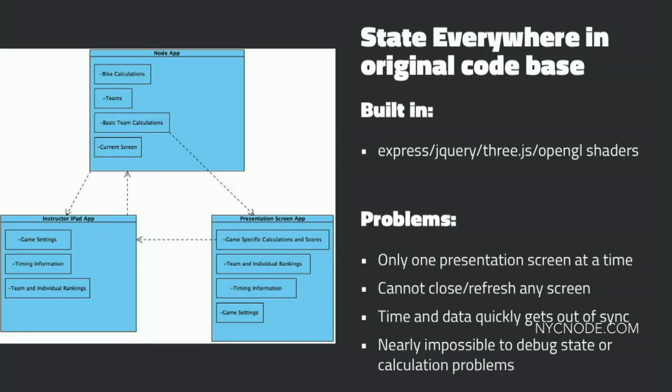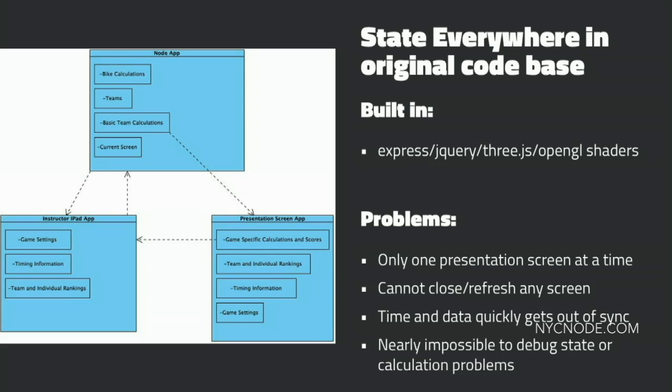So when we initially took over the application, essentially it was a Node app, the presentation screen, and the instructor console. The instructor iPad app is essentially a web view. The presentation screen is also a web view that renders WebGL. But the main problem we faced was that state was pretty much scattered everywhere.